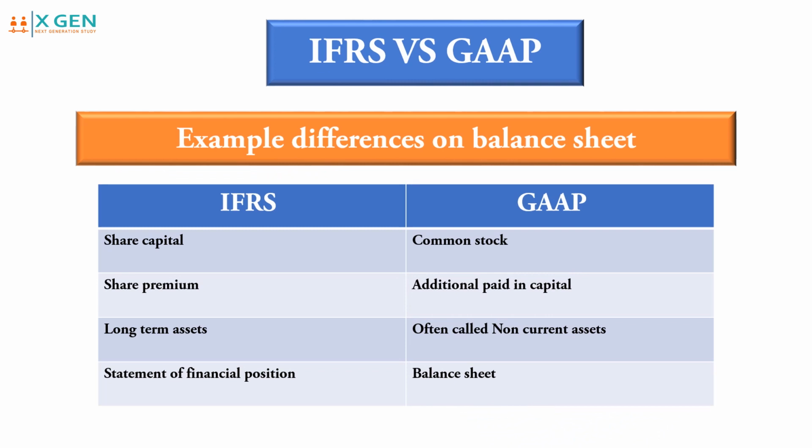IFRS guidelines don't require any specific format, but entities are expected to present current and non-current assets as well as current and non-current liabilities as separate classifications on their balance sheet, except when a liquidity presentation provides more relevant and reliable information. Here are also a few terminology differences in the balance sheet.